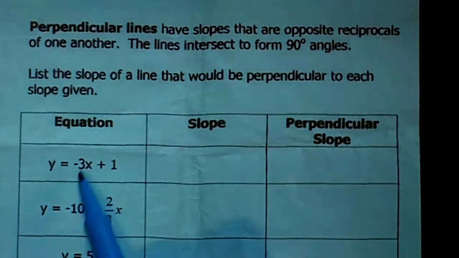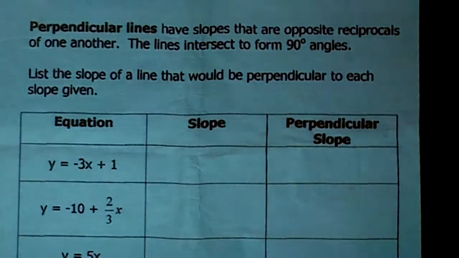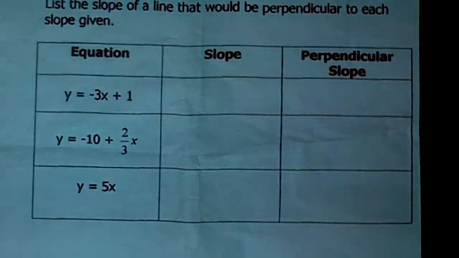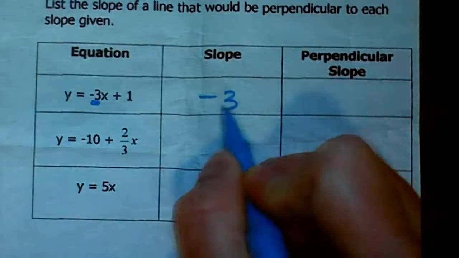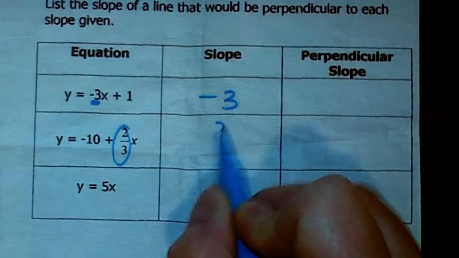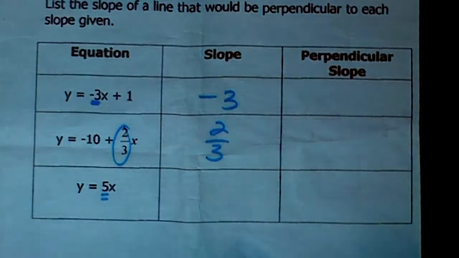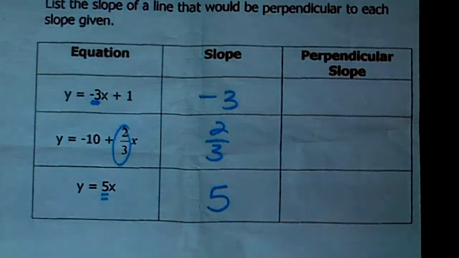So, first of all, let's just identify the slopes in these equations. When you look at the first equation, y equals negative 3x plus 1, the slope is the coefficient of x, which is negative 3. The slope in this equation would be a positive 2/3. The slope in this equation would be 5. Perpendicular slopes are the opposite reciprocals. And by opposite, I mean if your original slope is negative, then the perpendicular slope needs to be positive. And if your original slope is positive, then the perpendicular slope needs to be negative. That needs to happen because a negative times a positive is a negative. And remember, we need to get a product of -1 for their slopes to be perpendicular.